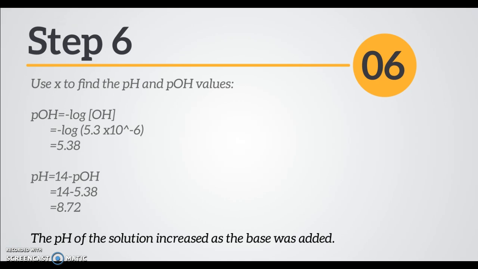Our last step is to find the pH and pOH values if the question tells us to. So our pOH value is the negative log of our concentration of hydroxide, which we figured out is 5.3 times 10 to the power of negative 6. We put that into our calculator and we get approximately 5.38. And pH equals 14 minus pOH, so we subtract 5.38 from 14 and we get 8.72.